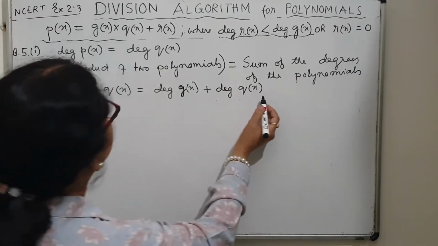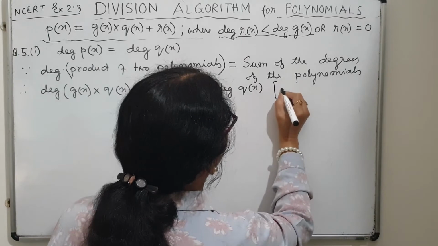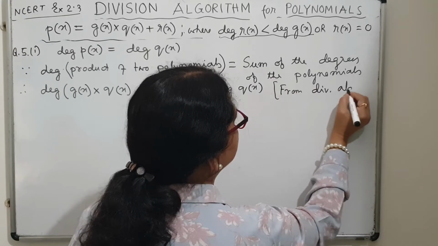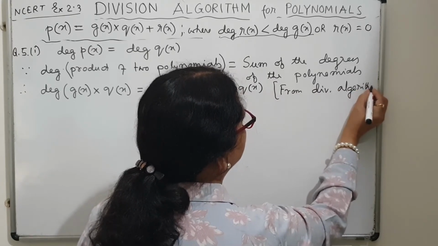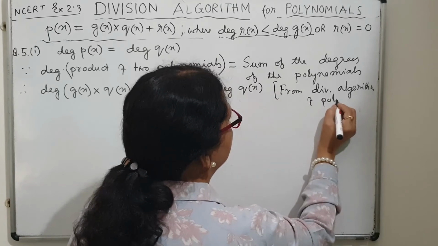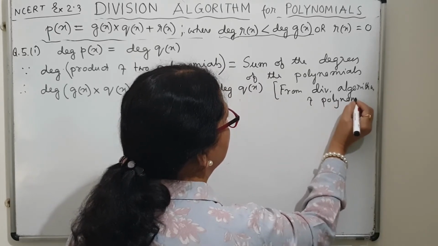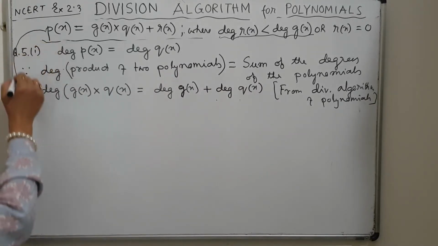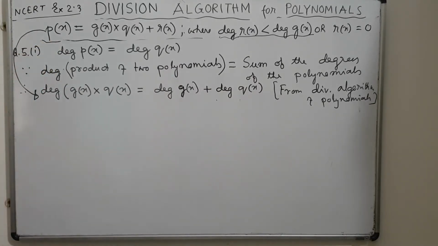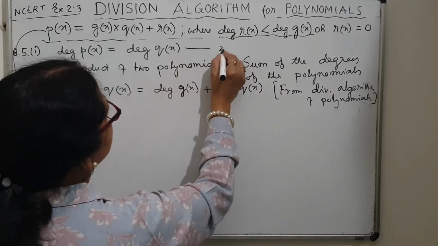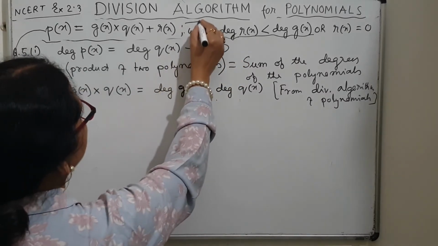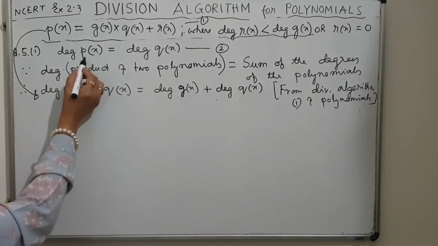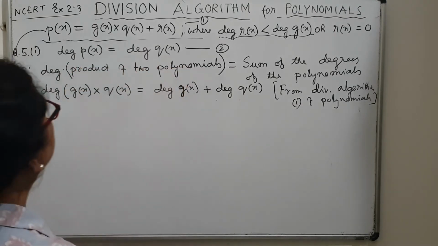This is coming from the division algorithm of polynomial. Observing this, I can write this. Now let us apply the given conditions. This is equation 1, so this came from equation 1, and so the degree of Px is the degree of Qx. That I know.